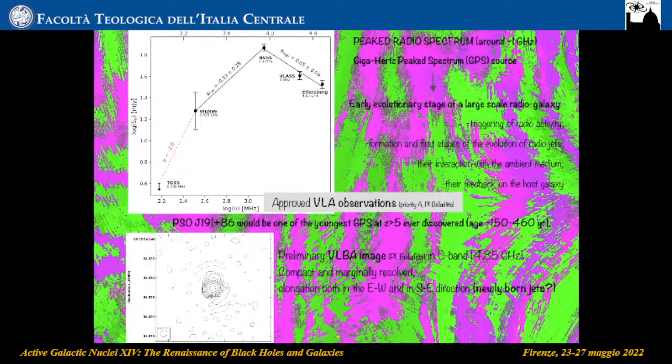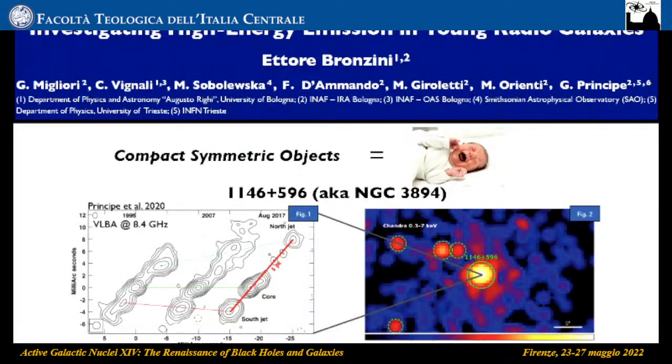You can see there the C-band image at 5 gigahertz. The source is compact but marginally resolved, and seems to have two little extensions, one in the west-east direction and one in the southeast direction. That could be the newly born jets, but the analysis is still in progress, so we have to wait for the other images. For all the details of this source, come to see the poster. Thank you.